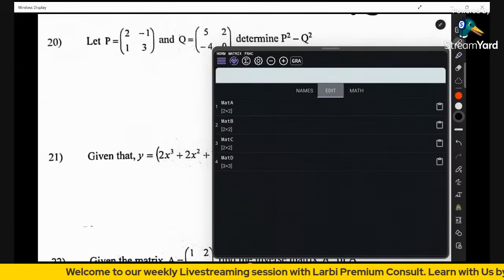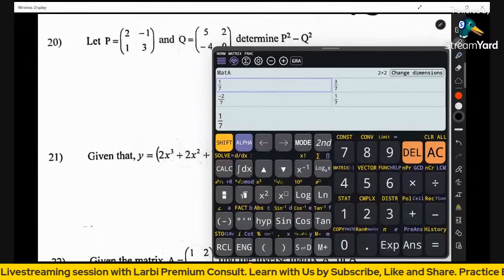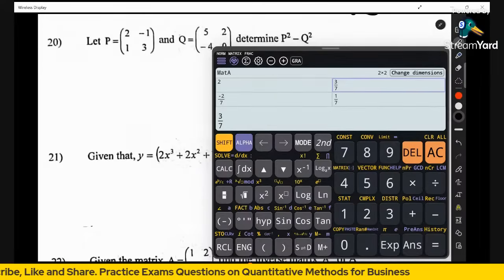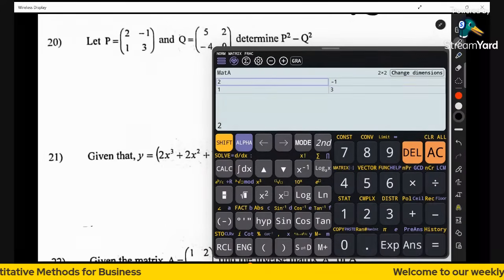So I'll go to edit because I've been using it for a quarter. That's why you see some figures there. So let me edit these figures. This is a 2 by 2, so we'll have the first entry being 2. So 2, press the equal sign, then negative 1, press equal, then we have 1, press equal, and we have 3, press equal. Once you are done with the entries, just press AC.